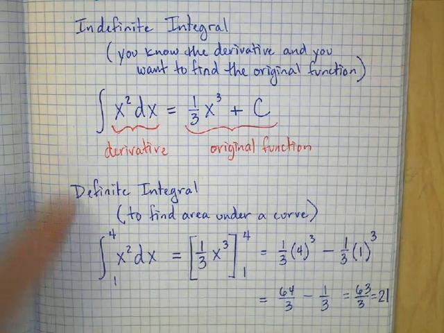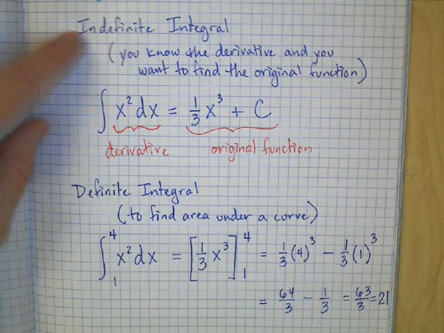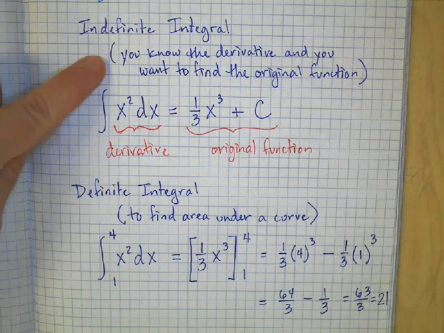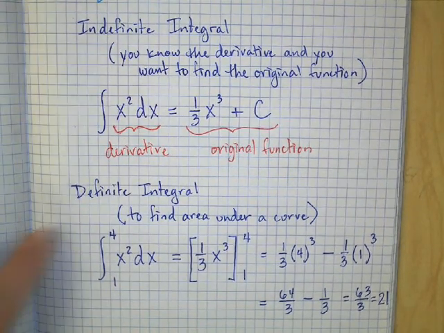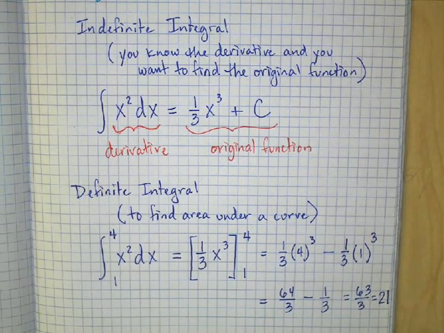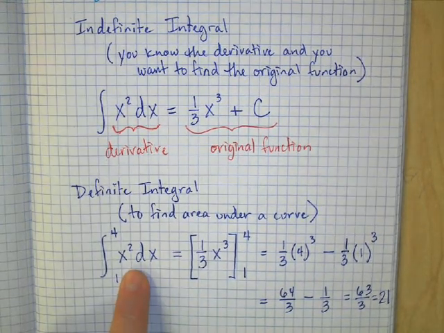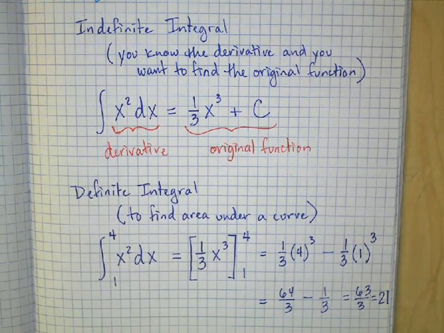We did the definite integral, which finds you the area underneath a curve. Okay, so the indefinite integral, we use it when we know the derivative of a function and we're trying to figure out what was the original function. We use the definite integral when we just want to find the area underneath that particular curve we were given. So we're given this curve, we want to find the area underneath it. That's when we use the definite integral.